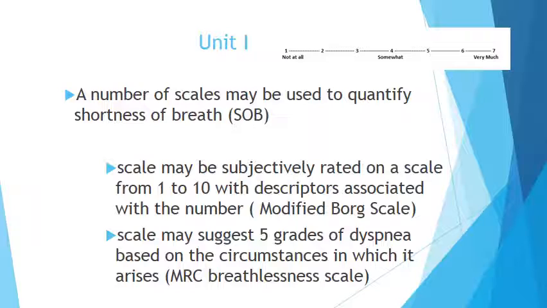To determine the patient's level of dyspnea, we can use what we call scales to quickly identify the patient's level of dyspnea. So a number of scales may be used to quantify shortness of breath. One of the first scales that we're going to talk about is the Modified Borg scale. It's a scale that may be subjectively rated from 1 to 10 with descriptors associated with the number. The second scale that we're going to look at is called the MRC breathlessness scale. This scale may suggest 5 grades of dyspnea based on the circumstances in which it arises with the patient's activity. MRC, in case you're curious, stands for Medical Research Council.